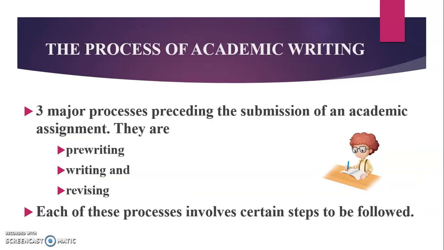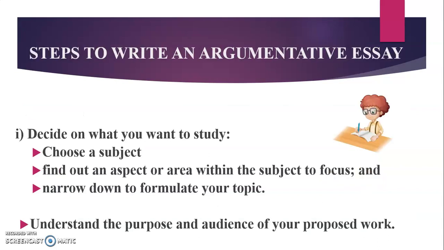So, let's talk about the process of academic writing. There are three major processes preceding the submission of an academic assignment. They are pre-writing, writing, and revising. Each of these processes involves certain steps to be followed. Let's see what are those steps to write an argumentative essay.